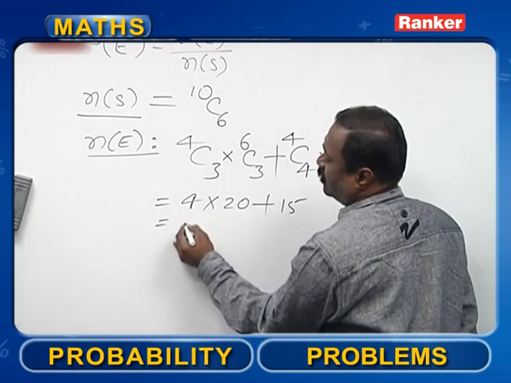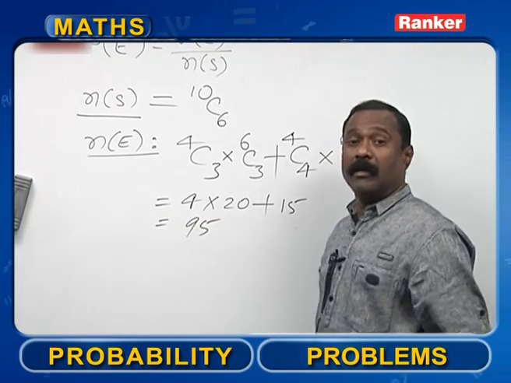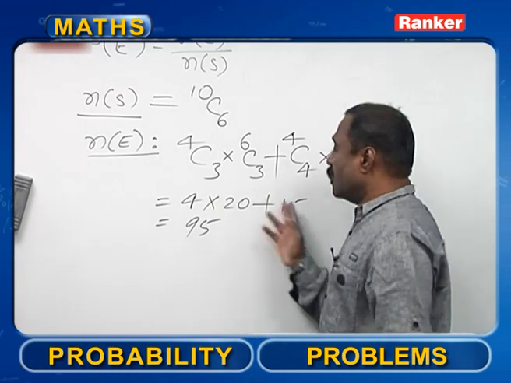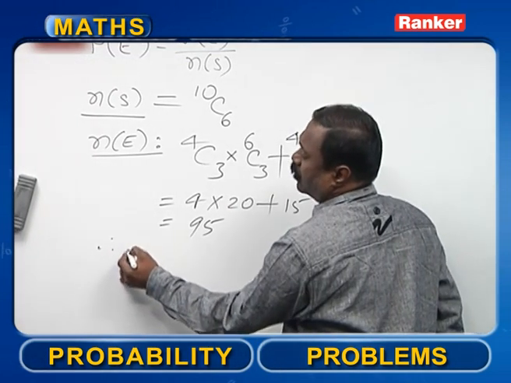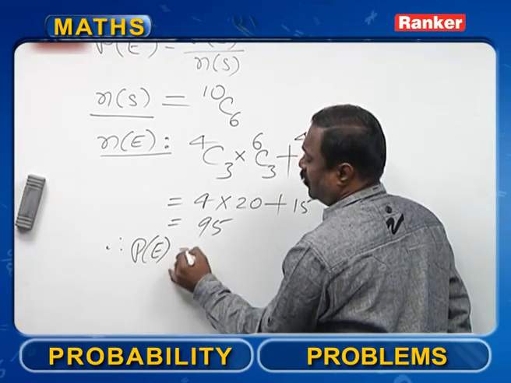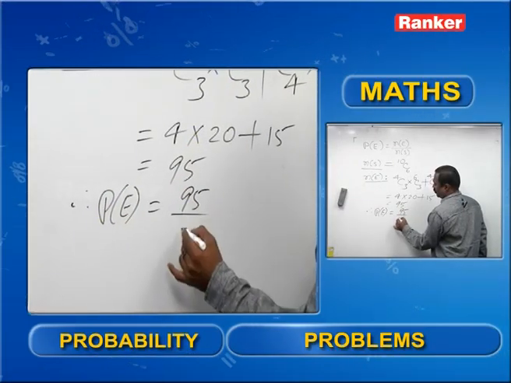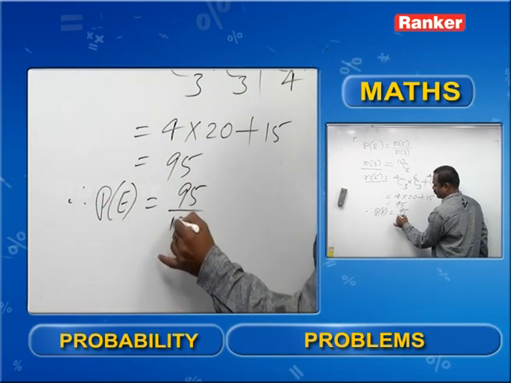So 80 plus 15, it is nothing but 95. Therefore, your required probability is nothing but 95 upon 10C6.